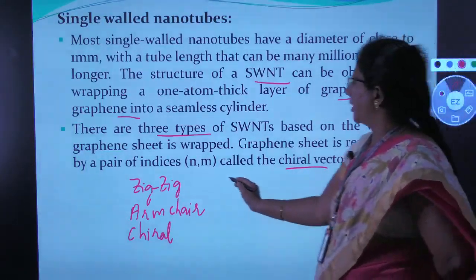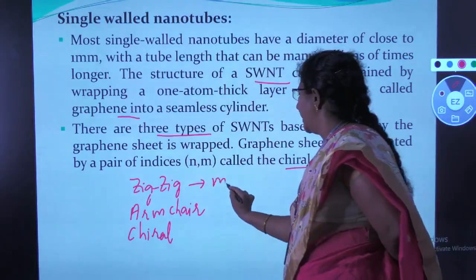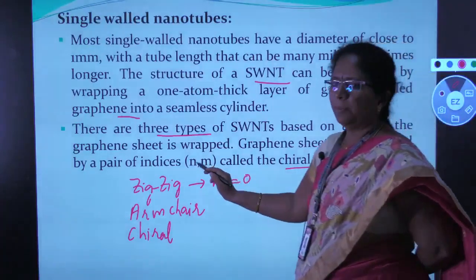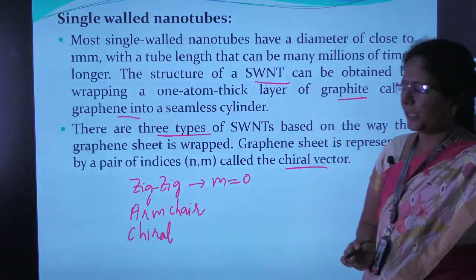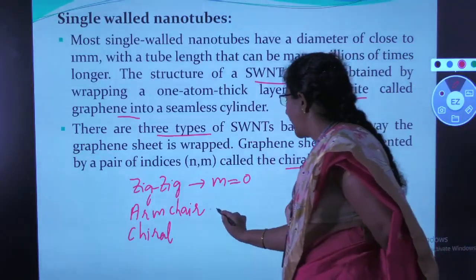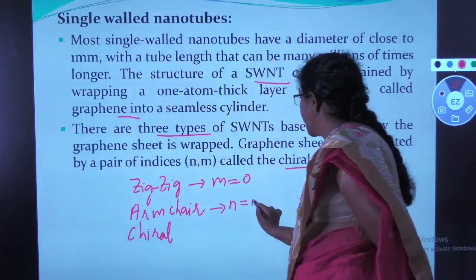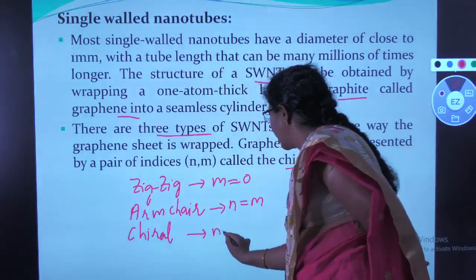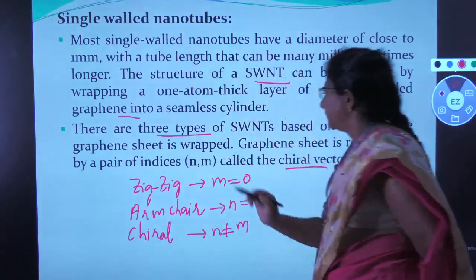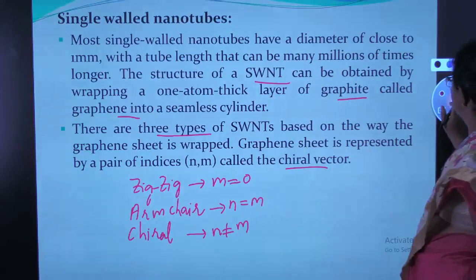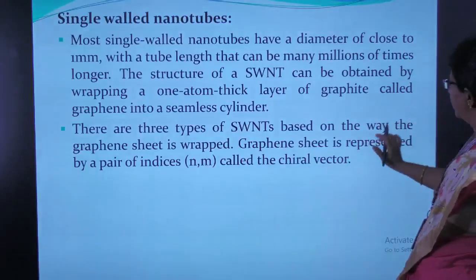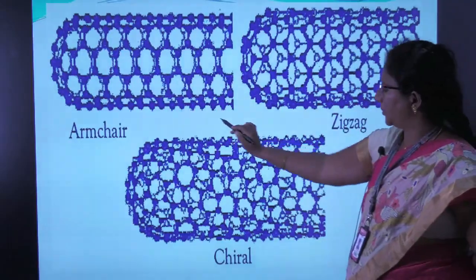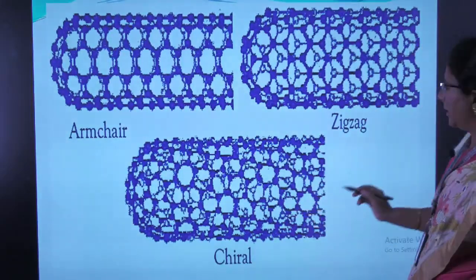So this zigzag type of nanotubes will form when m is equal to 0. Here, n and m denote the number of unit vectors along the directions. And the armchair type will be formed when n is equal to m. And this chiral will form when n is not equal to m. So this is how we show the structures: zigzag, armchair, chiral. This you can clearly see in this picture.